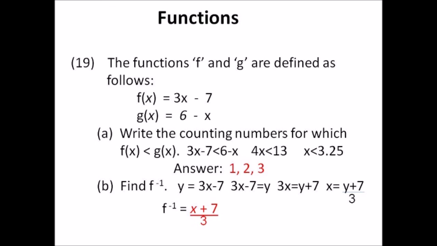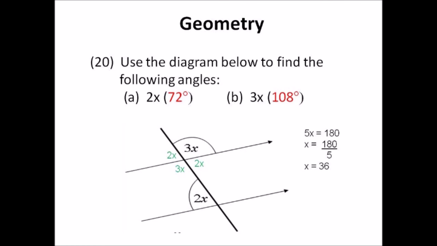Okay, and geometry, number 20 is a diagram. Remember, when you find x, x is 36, but you want what 2x is. 2x is 72, and then 3x is 108. Once you find what x is, because on a straight line, 2x plus 3x is equal to 180 degrees, you use that to help you solve it. And remember, they wanted 2x and 3x, not what is x.